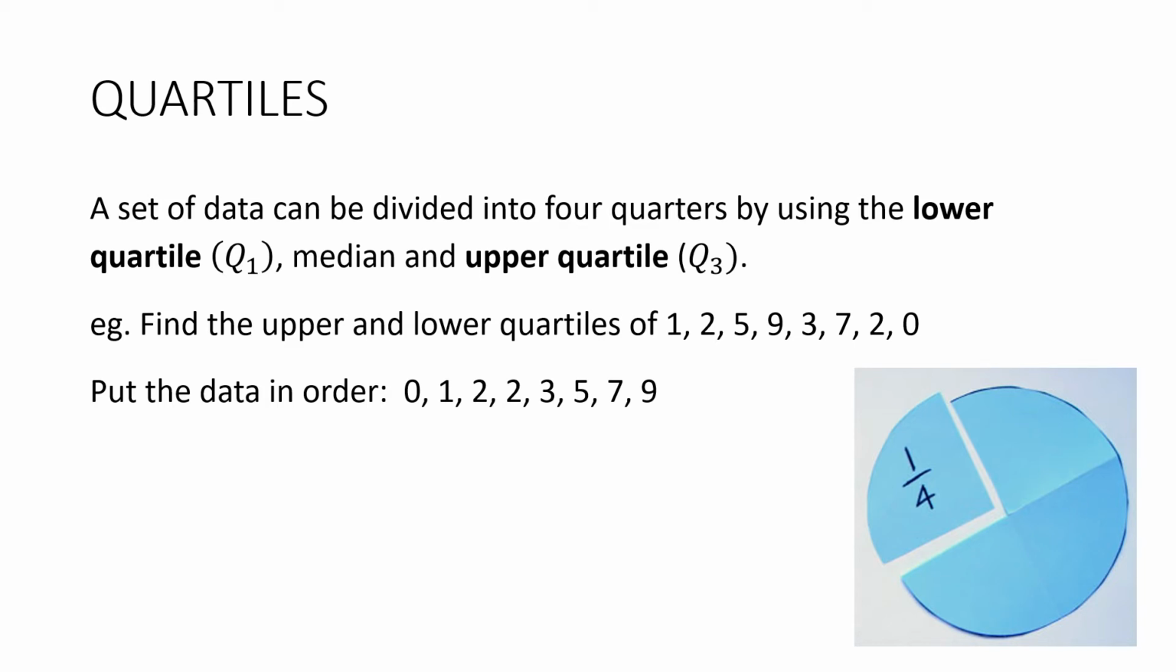We're going to start by finding the median, so just chopping off from either side, we find that the median is in between 2 and 3. And so we average those two and we get 2.5.